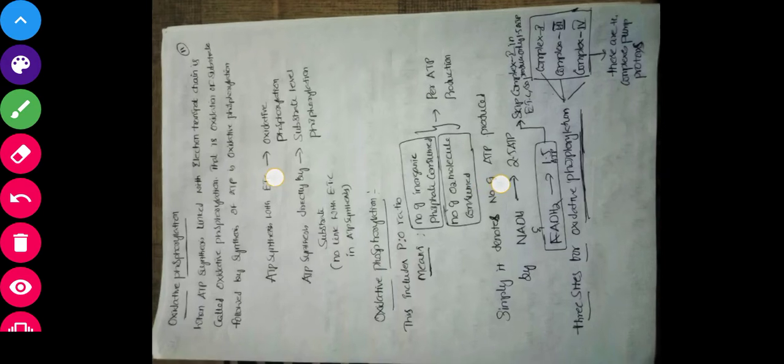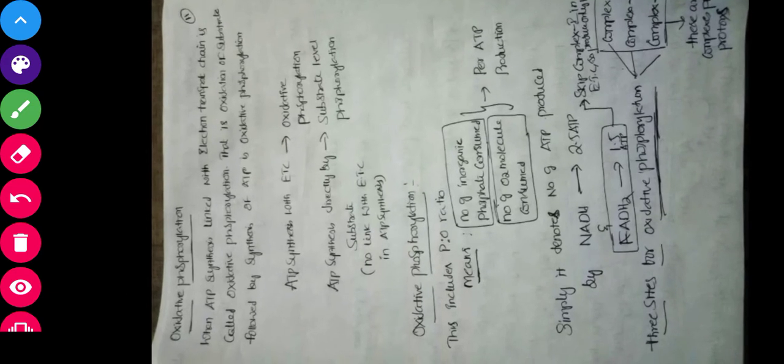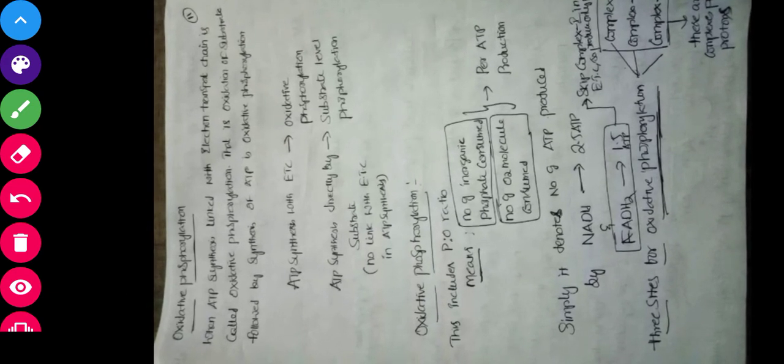Now we will discuss oxidative phosphorylation. What is oxidative phosphorylation? It is very simple. When ATP synthesis is linked with the electron transport chain reaction, that is called oxidative phosphorylation. So the substrates first will get oxidized, then it will synthesize ATP. That process is called oxidative phosphorylation.